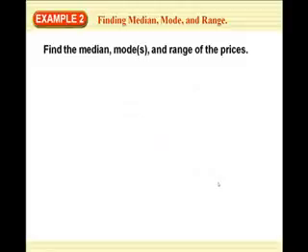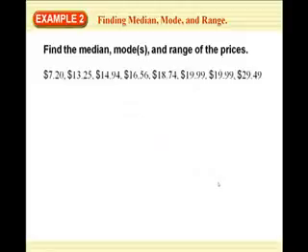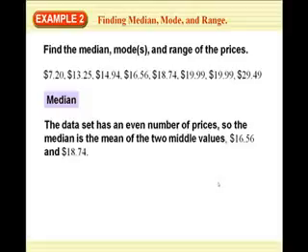Example 2. Find the median, the mode, and the range of the prices. So they give us some prices here. And notice they're in order. They're in order from the smallest price to the biggest price. So to find the median, one way to do it is to just go through and you can cross them off like this, working your way to the center.